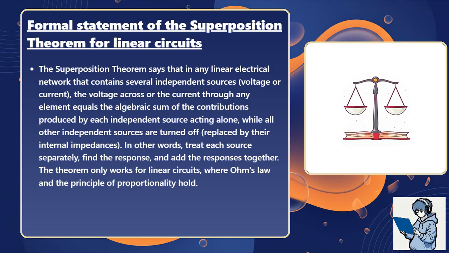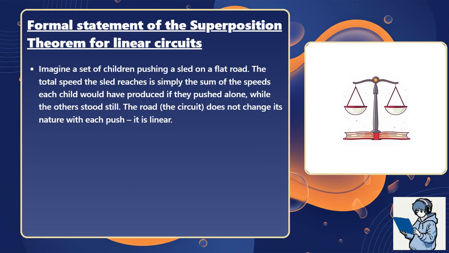The theorem only works for linear circuits, where Ohm's law and the principle of proportionality hold. Imagine a set of children pushing a sled on a flat road. The total speed the sled reaches is simply the sum of the speeds each child would have produced if they pushed alone, while the others stood still. The road, the circuit, does not change its nature with each push; it is linear.